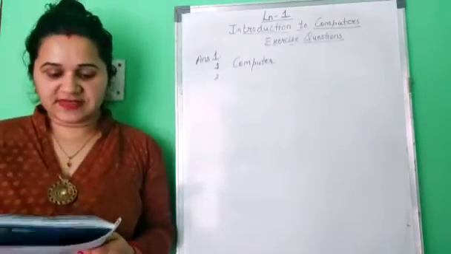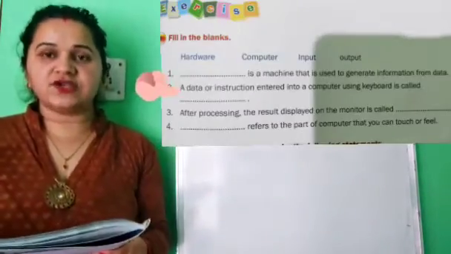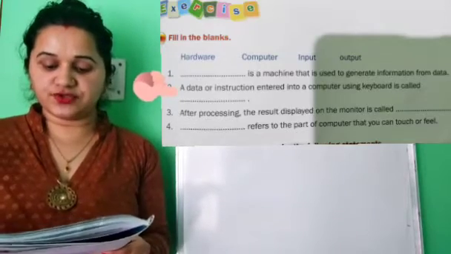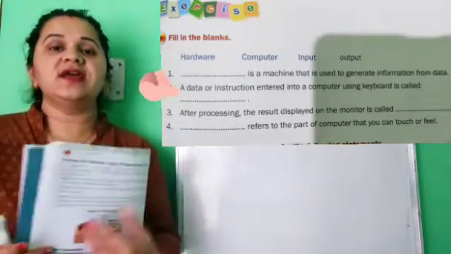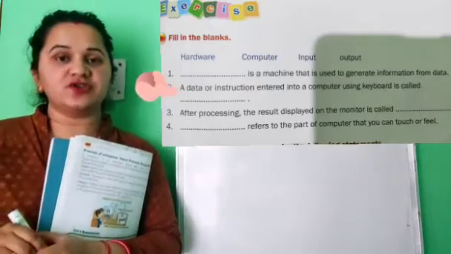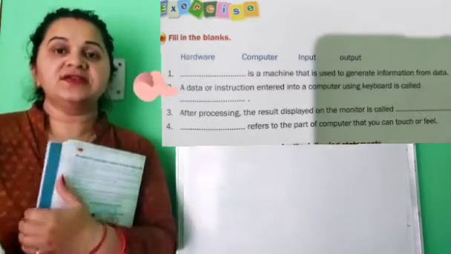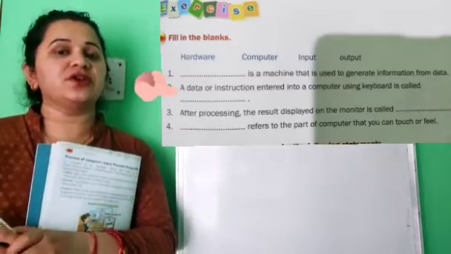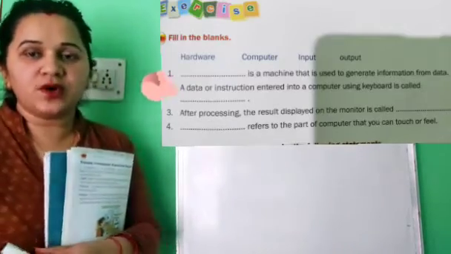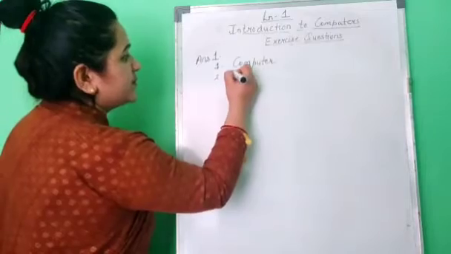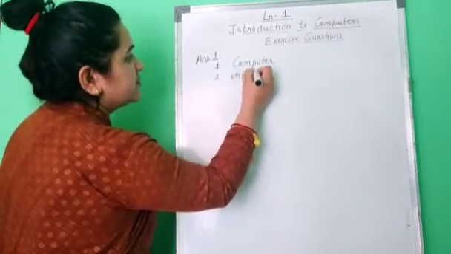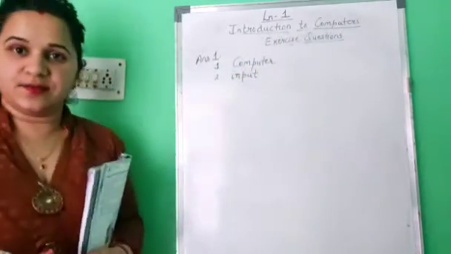Okay. Now second part, a data or instruction entered into the computer using keyboard is called dash. Children, we have studied the functions of computer: input, processing, output and storing. Okay. So when we enter the data or instruction into the computer, that process is called what? Yes, input. So whatever data we are inserting into the computer, that is known as input.